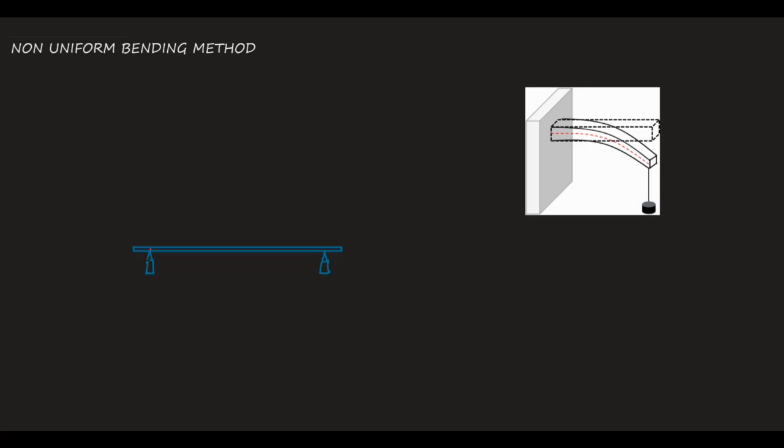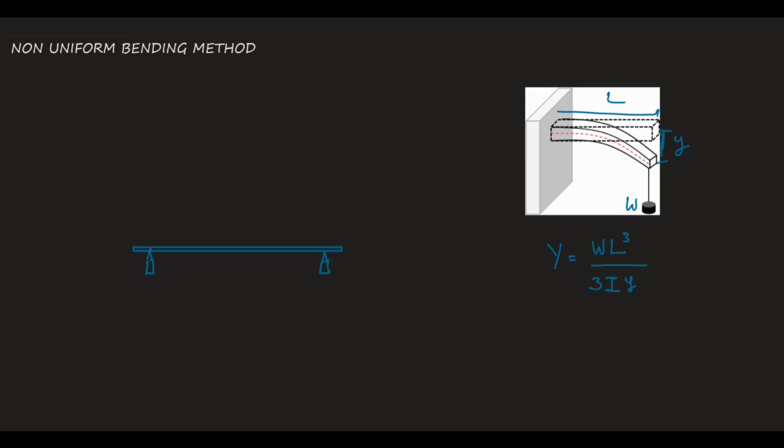If the cantilever length is L and it is loaded at one end with weight W, then its Young's modulus is simply written as W into L cube, divided by 3 I Y, where I is the geometrical moment of inertia and Y is the depression created. Because of the weight there will be a depression at the free end of the cantilever, and that depression is Y.